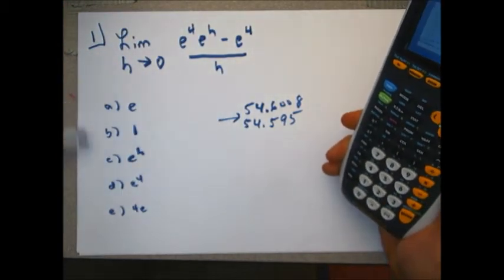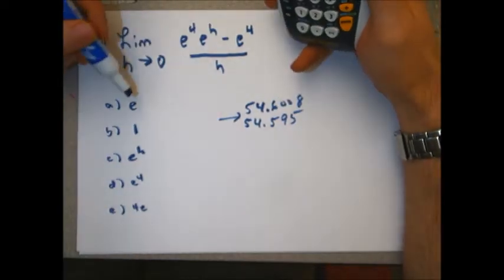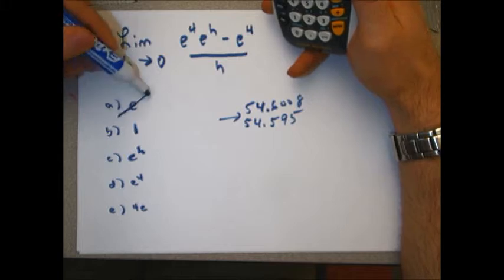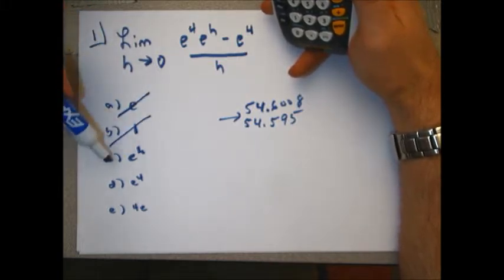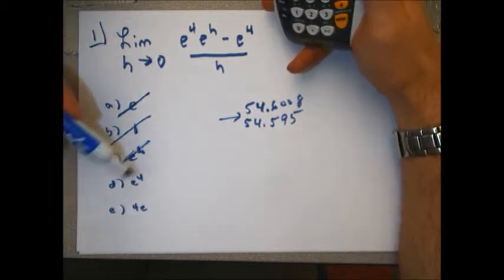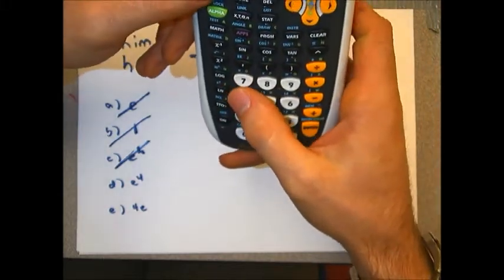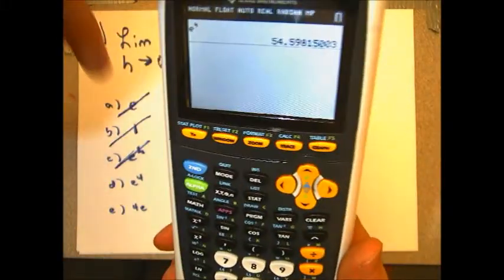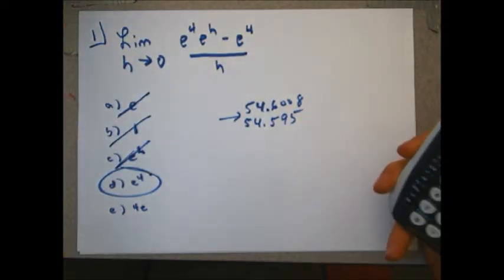So I want to look at my choices now and say, well, which one of these is equivalent to 54 point whatever? Well, we know e is 2.71. That's gone. Well, the number 1, that doesn't make sense. E to the h would be e to the 0. That's 1. That doesn't work. E to the 4th. So you go in your calculator and you say, well, what is e to the 4th? And e to the 4th is, there's your 54 point whatever, giving you an answer of D.